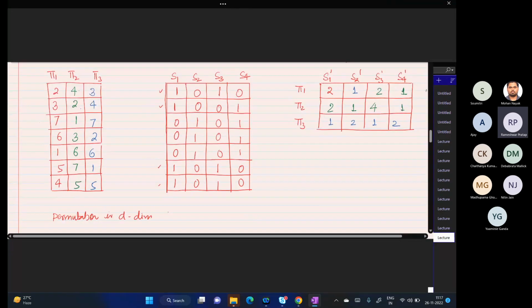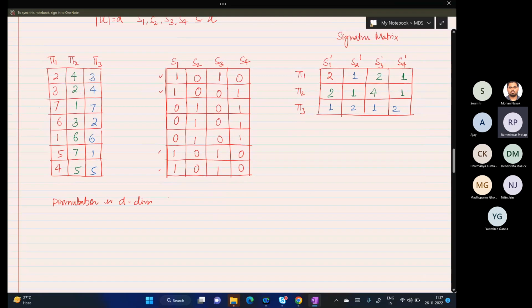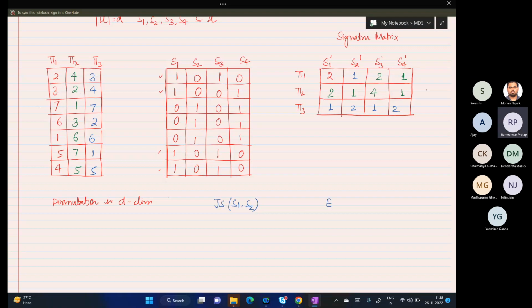Now basically using this signature matrix, we'll try to approximate the pairwise Jaccard similarity corresponding to the input points, right? So what is the Jaccard similarity of, say, S1 and S2 in the original? And what is our estimated Jaccard similarity?